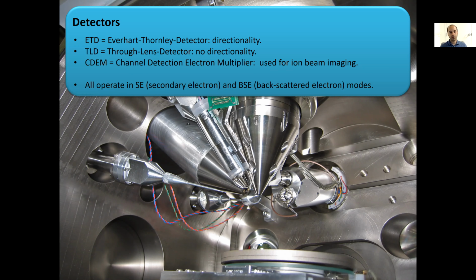All these detectors, while they primarily operate in secondary electron mode, collecting these low energy secondary electrons, they do have backscattered electron collection modes, but we don't have a dedicated backscatter detector which is optimized for collecting those energies of electrons. But we do have those modes and they do work. But in general, we are going to be working in secondary electron mode on our system.